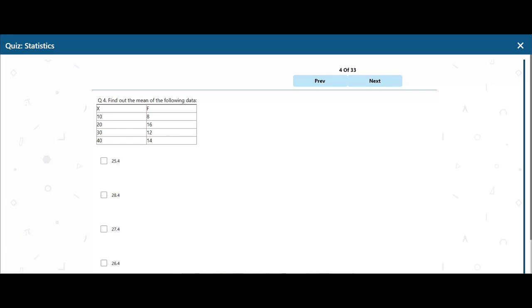1320 divided by? 50, ma'am. 8 plus 60 plus 12 plus 40. So how much did you get when you divide? 26.4. Yes.